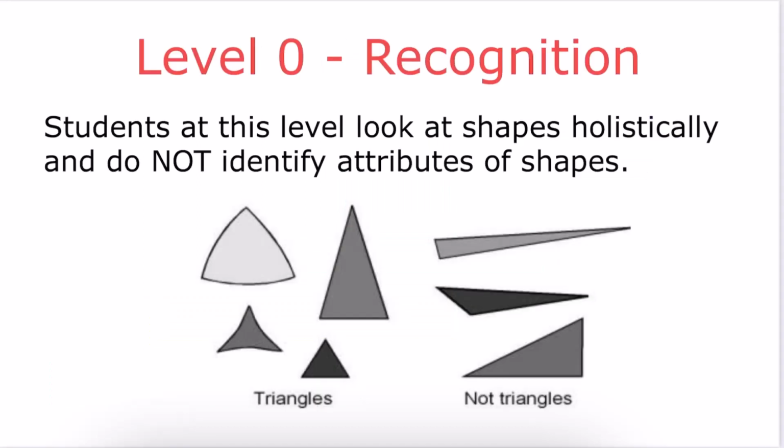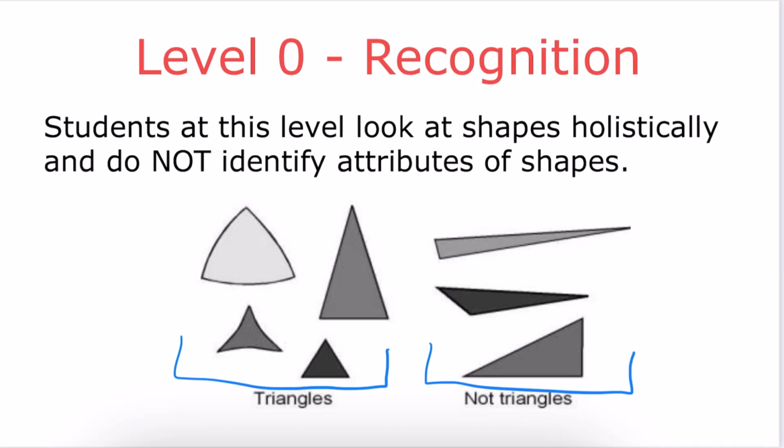So let's start off with level 0. Students at level 0 on the Van Hiele theory are looking at shapes holistically. So a student that might be at level 0 would look at these shapes and say that they're triangles, and they would look at these shapes and say they're not triangles.